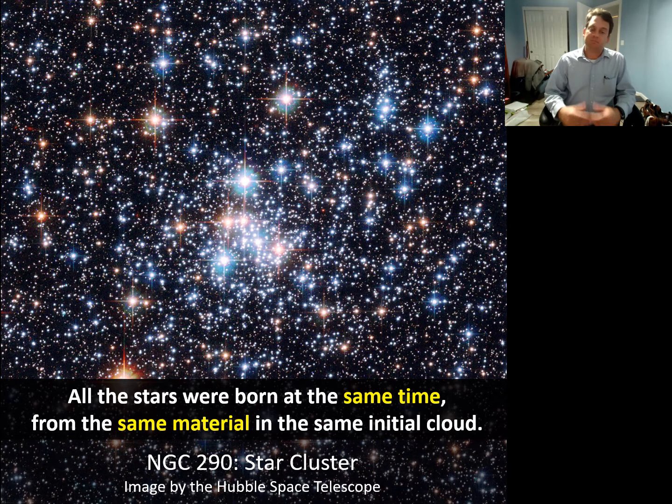But in this case, it's about as controlled a situation as you can have in astronomy, where you know all these stars were born at the same time from the same material, and so any variations in stellar properties are not due to when they formed. They're not due to what they formed from. They're due to something else, and so that's useful information.